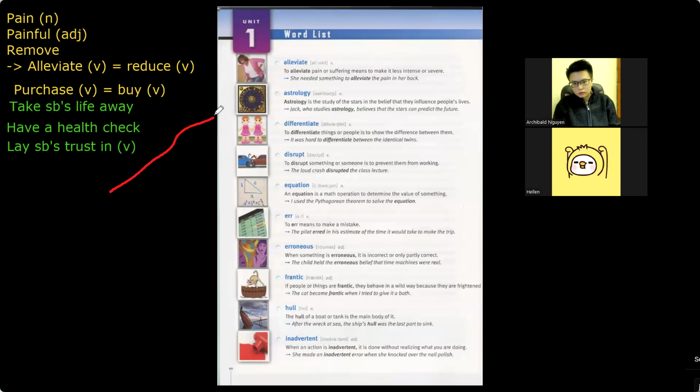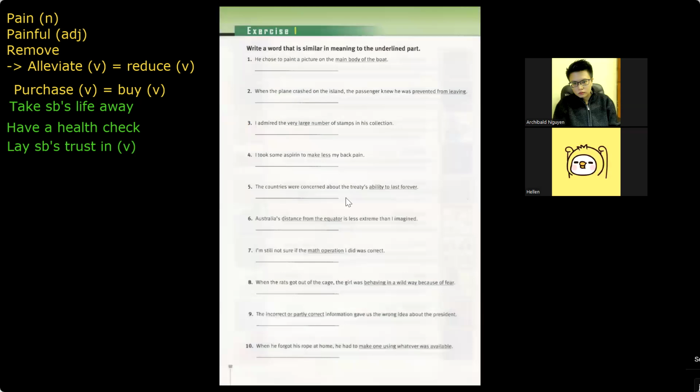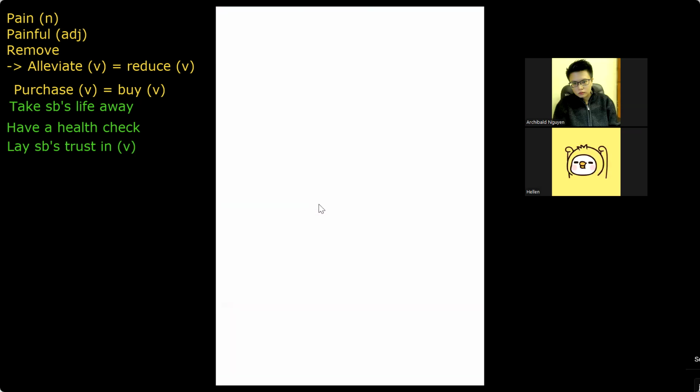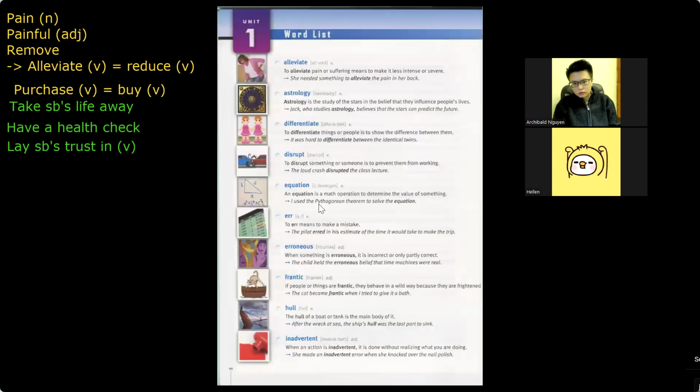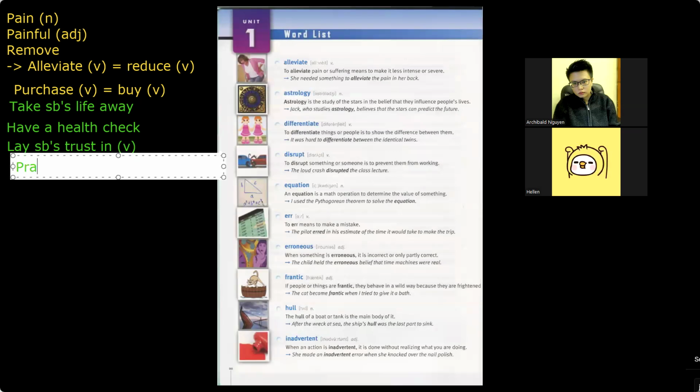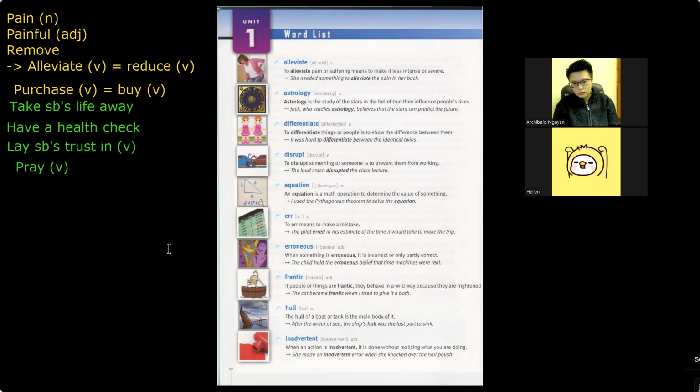But if you lay trust in astrology, you don't believe in medicine to alleviate your pain. You believe in God, prayers, for example. You are going to pray to God, all right? We have the phrase "pray to God". So here is the word: you are going to pray. You are not going to take medicine.